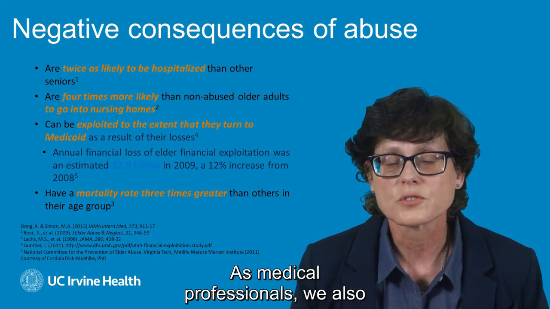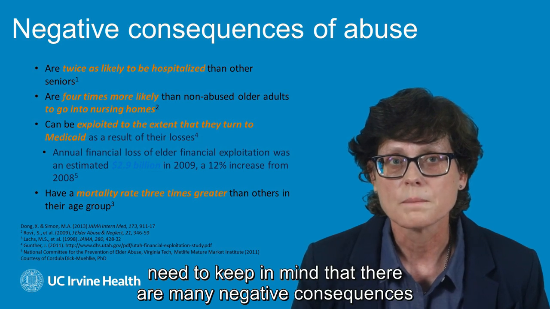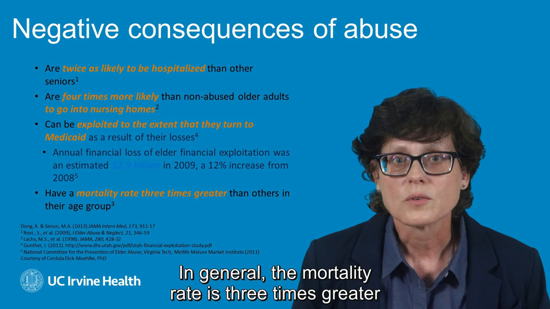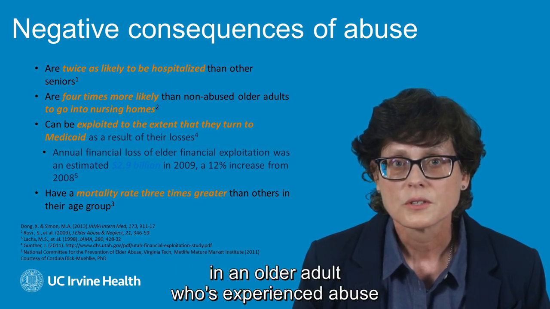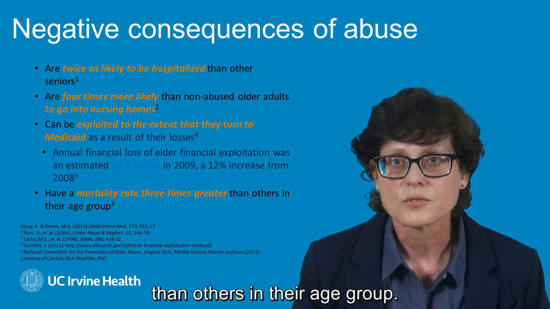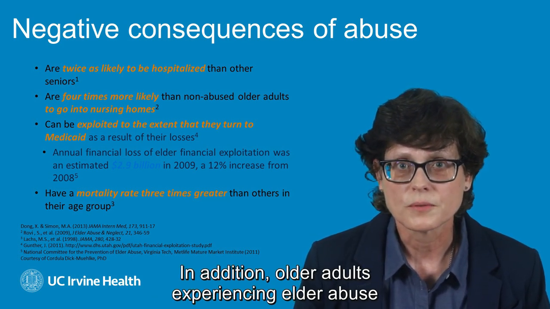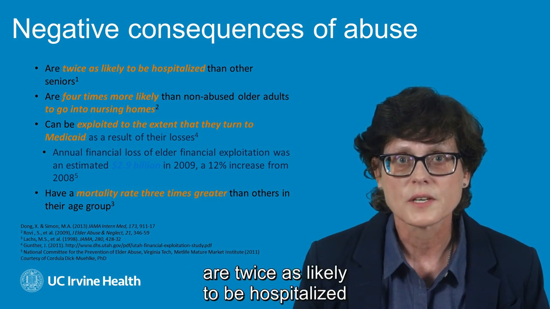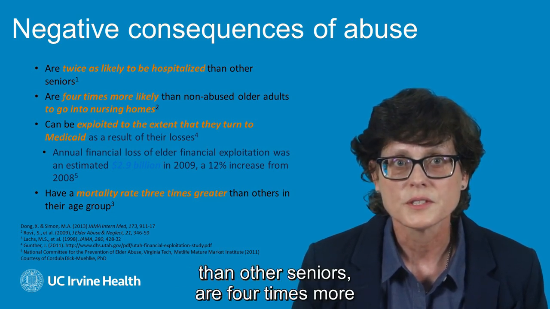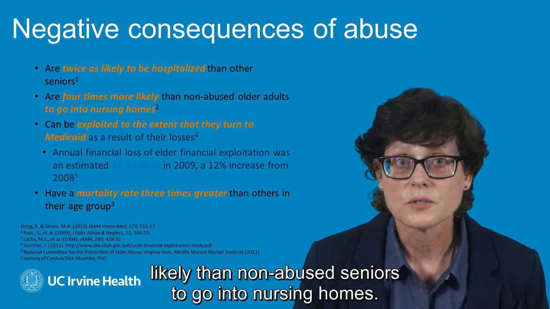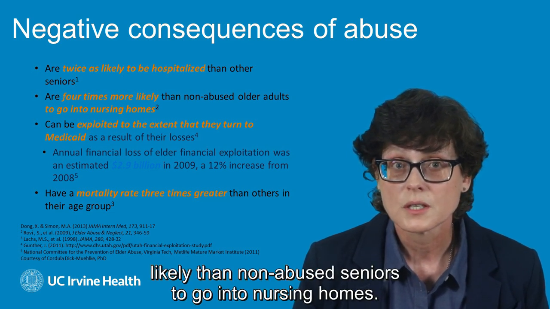As medical professionals, we also need to keep in mind that there are many negative consequences of elder abuse. In general, the mortality rate is 3 times greater in an older adult who's experienced abuse than others in their age group. In addition, older adults experiencing elder abuse are twice as likely to be hospitalized than other seniors, and 4 times more likely than non-abused seniors to go into nursing homes.